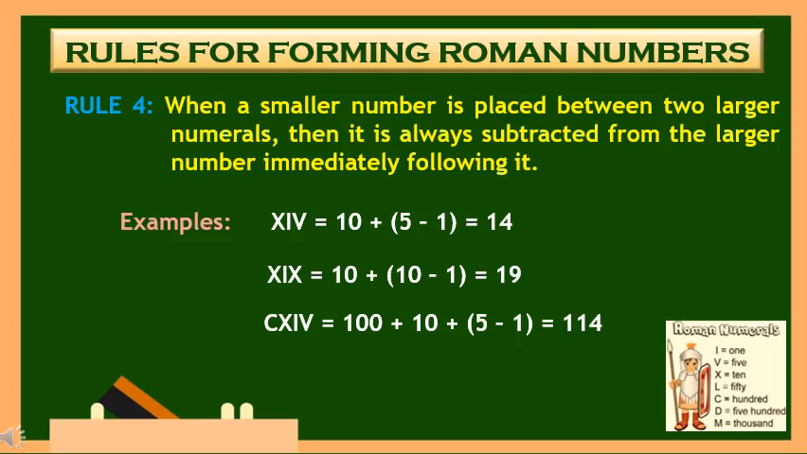Let's take another example. C, X, I, V. C is 100, X is 10, I, V. V is 5, I is 1. So we will subtract 1 from 5 because V is on the right side of I. So we will subtract this. 5 minus 1 gives you 4. So 100 plus 10 plus 4 gives 114.